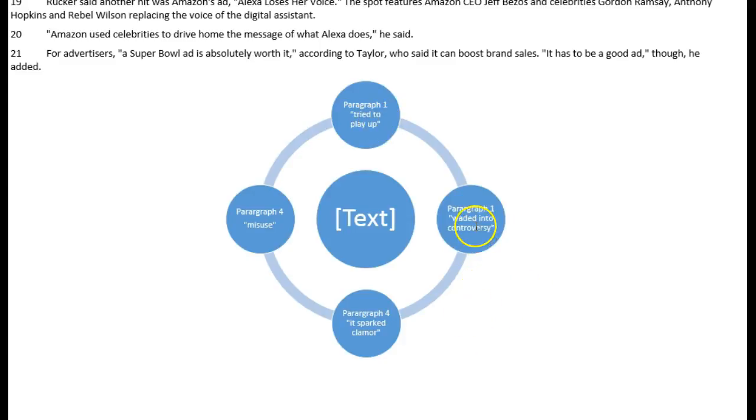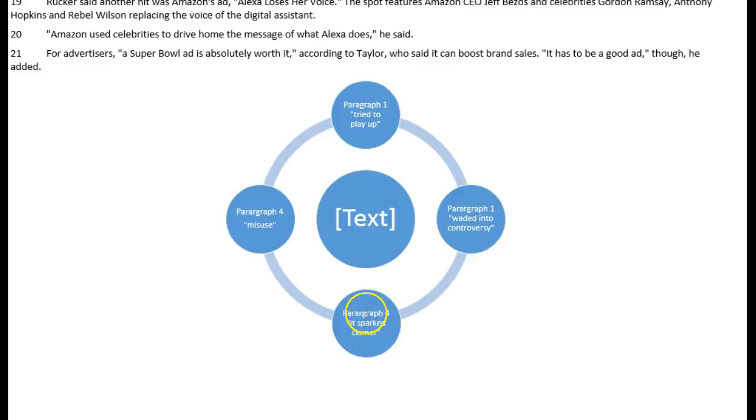And then waded into controversy. Waded is moving into like water, kind of slowly, making your way. So that's a more neutral connotation. But the word controversy is definitely negative. So this phrase also has a negative connotation.